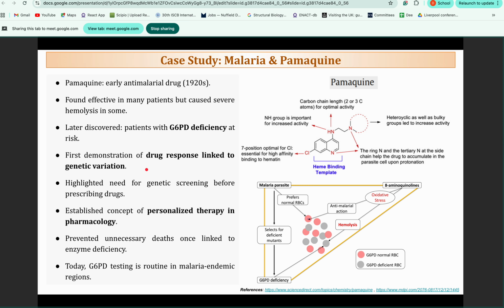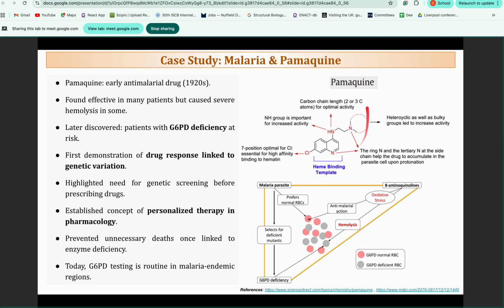That means that drugs cannot be given without looking at the genetic makeup of the patient. It highlighted the need for genetic screening before prescribing any drugs. It established the concept of personalized therapy in pharmacology, and it prevented unnecessary deaths once linked to the enzyme deficiency. Today, G6PD testing is routine in malaria endemic regions. In whatever region there are many cases of malaria, before prescribing any drug, we first look into G6PD testing. This particular gene is tested, whether it is defective or working properly.